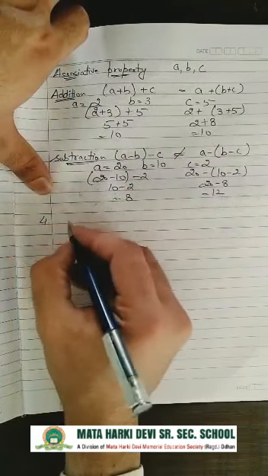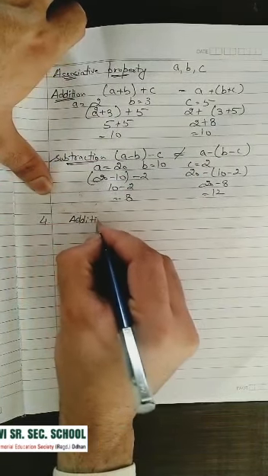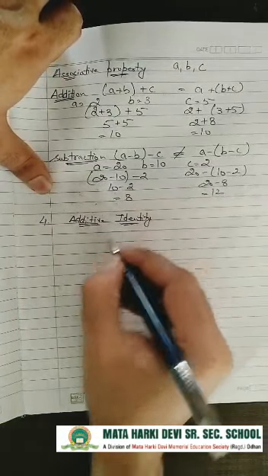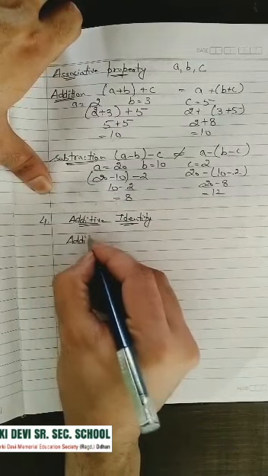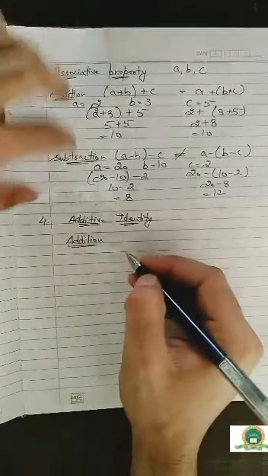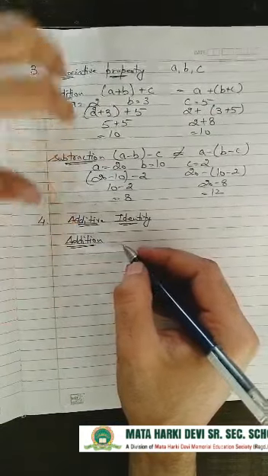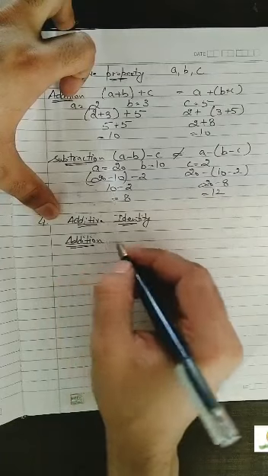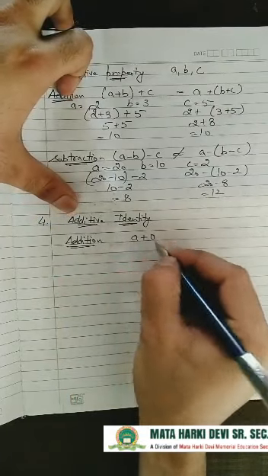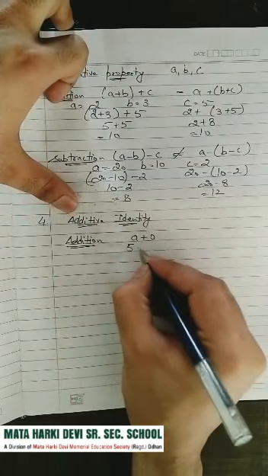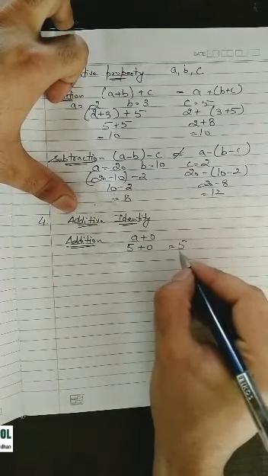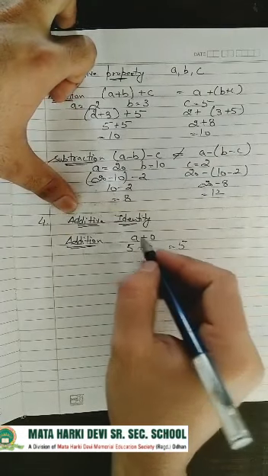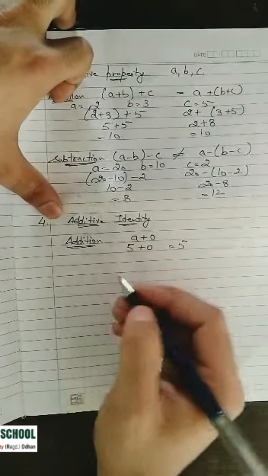So the last property is additive identity. This is very simple and easy one. It includes 0. So in case of addition, if we add a 0 to an integer and we get the same result, the property is applicable for addition. For example, A plus 0, let us check the result. 5 plus 0, we get 5. The same integer in the result shows that this is applicable for addition.